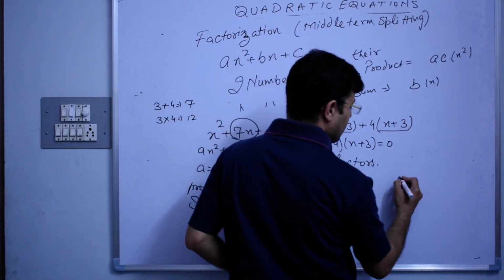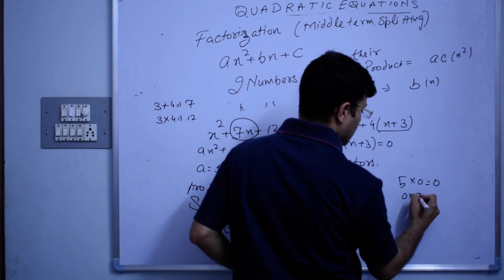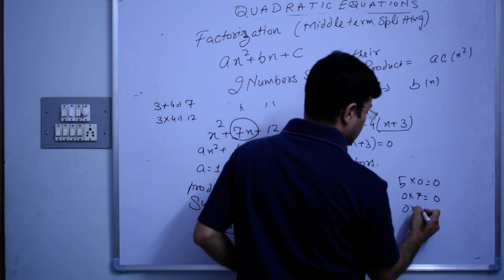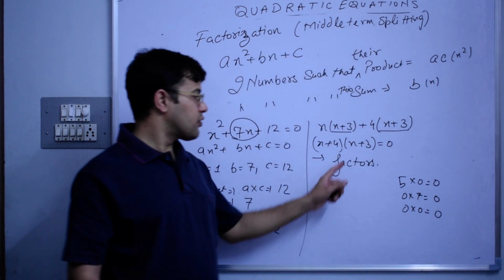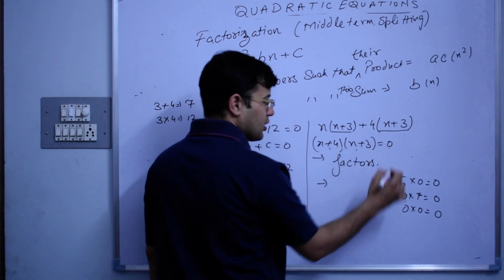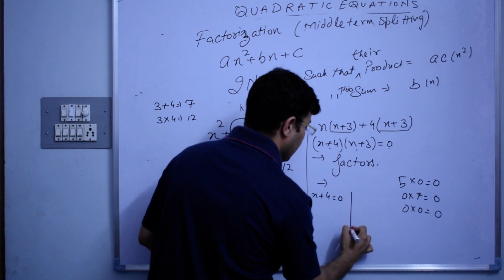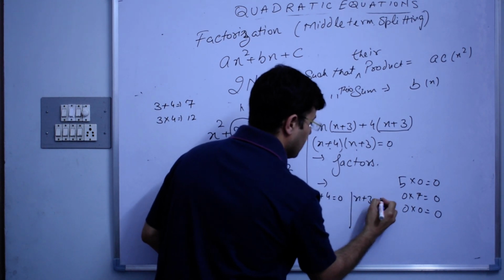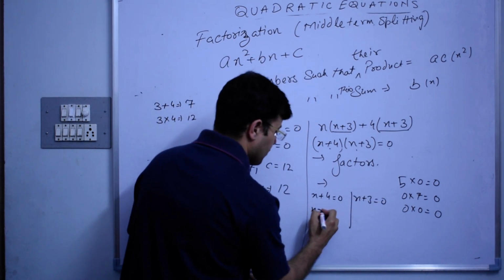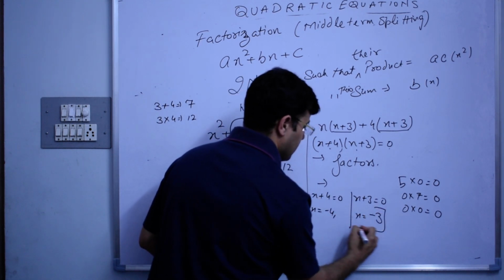If either of them is 0: 5 into 0 is 0, or 0 into 7 is 0, or 0 into 0 is 0. I don't know which of the numbers is 0. So since the product is equal to 0, I will equate the factors separately. x plus 3 and x plus 4 are equal to 0. So x comes out to be minus 4 and x comes out to be minus 3.